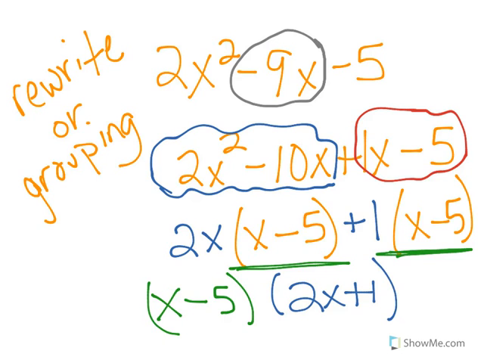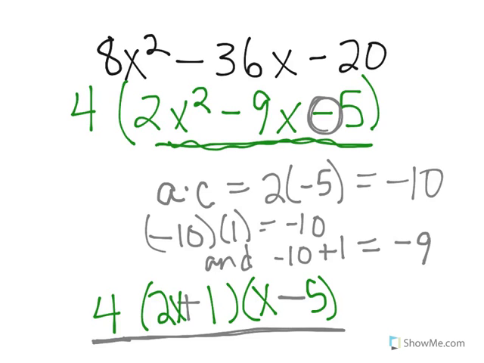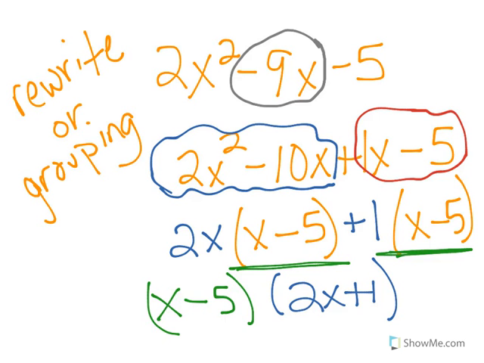So if we go back to our original, we see we got the same answer. We just organized our work in a different way. So our final answer is, again, we have to remember to put in the 4 that we originally factored out at the very beginning, times x minus 5 times 2x plus 1.